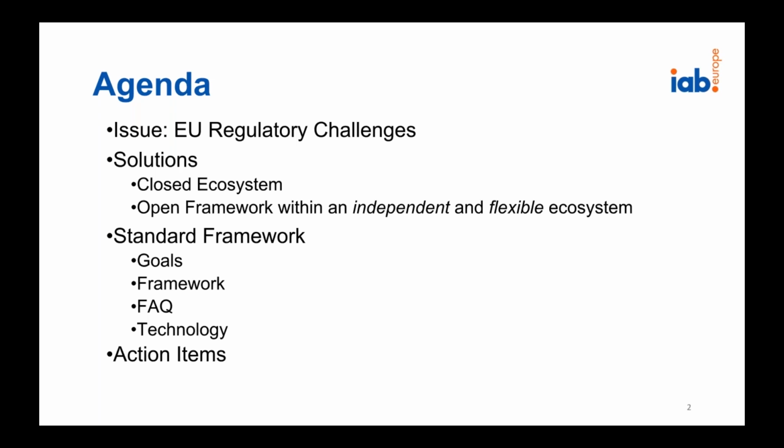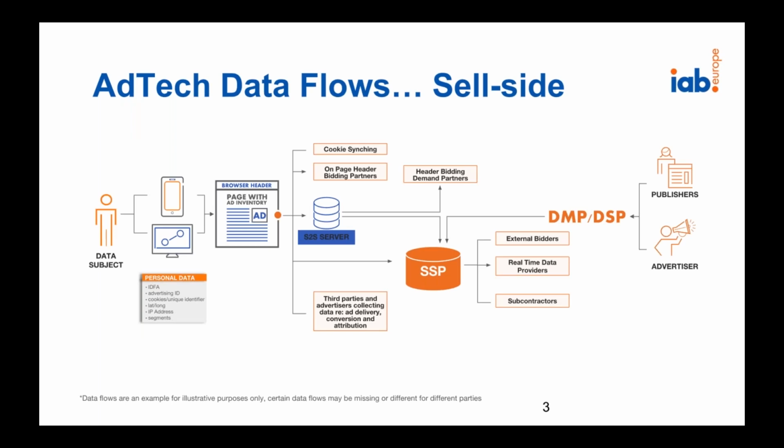So we're going to briefly talk about the EU regulatory challenges that have led us here, as well as solutions that present themselves in closed ecosystems, and how we propose that this open framework can continue allowing the independent, flexible, open ecosystem to continue doing business. And then Julien is going to take you through the standard framework, its goals, what the technical components are, and how you can implement it and next steps. And then we are also happy to take questions.